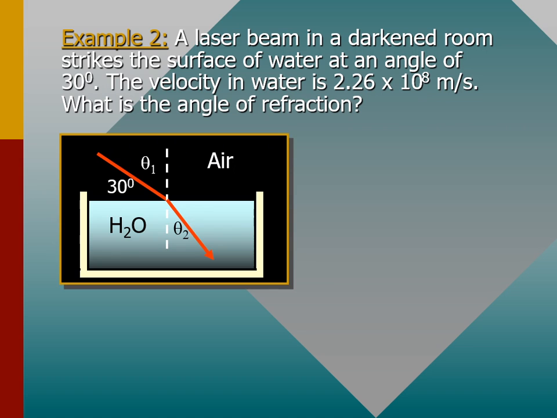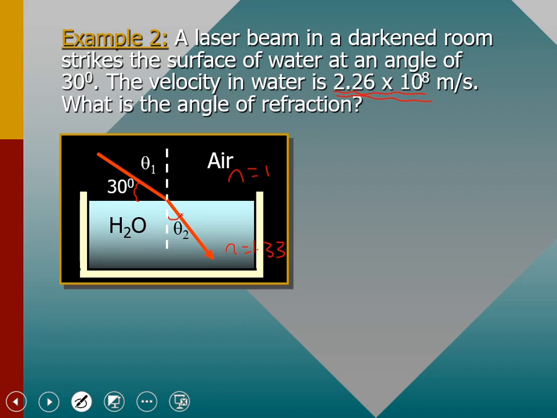Example number 2. Now, it's a very important example. A laser beam in a darkened room strikes the surface of water at an angle of 30 degrees. So here there's a change in medium from lower index to higher index. Of course it will be given. In this case, n equals 1 in air and n equals 1.33 in water. So far so good. The angle here makes 30 degrees with the surface of the water. The velocity in water is 2.26 times 10 to the power 8 meters per second. What is the angle of refraction?